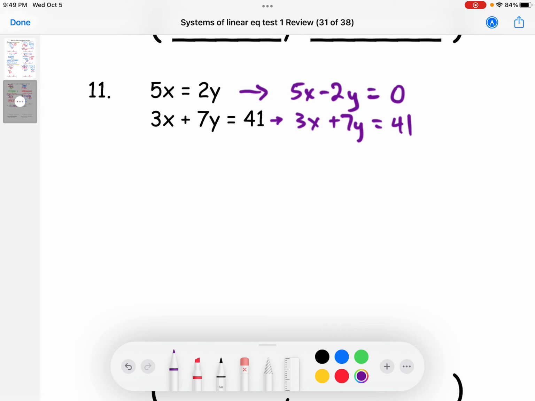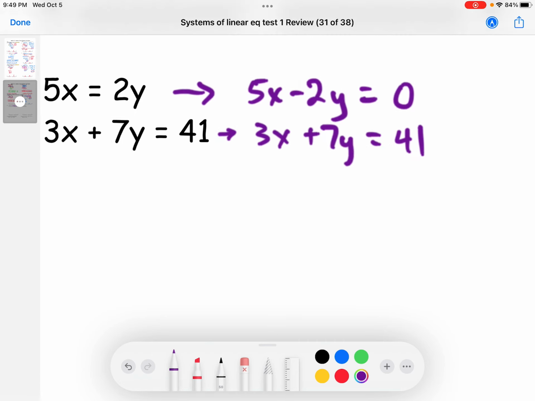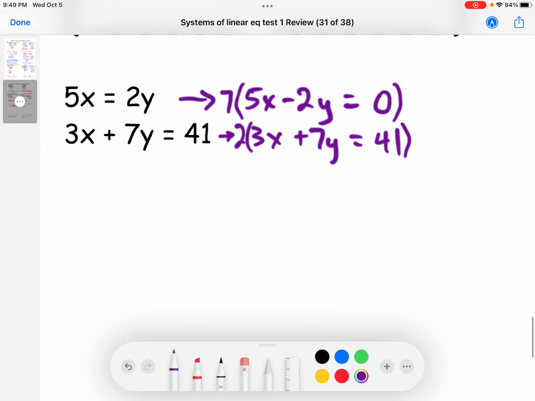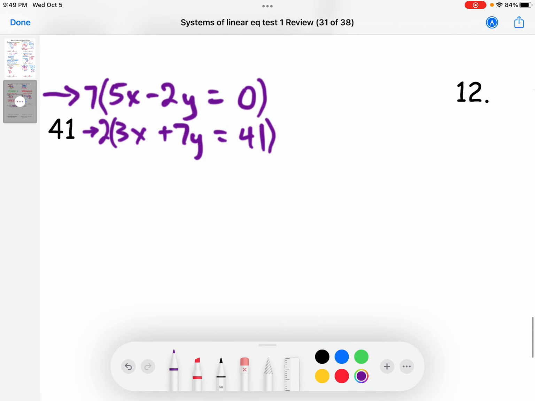Now that we've got everything lined up, we need to figure out how we can create opposite terms. What I'm thinking is let's try and eliminate the y values. Since we already have a negative on the top and a positive on the bottom equation, I'm going to multiply the top times 7 and the bottom everything times 2. And that'll create negative 14y and positive 14y.